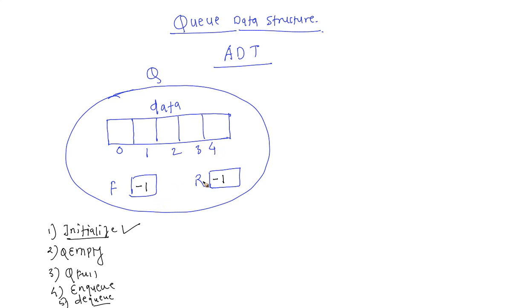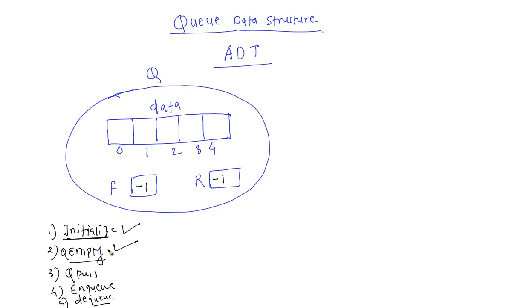So this F and R store those indices, but as there is no element inside the queue, there is no oldest element and no latest element. So that's why we'll set F equal to -1, R equal to -1, right? So this is the initialize operation. As soon as the queue is created, we set F and R to -1, indicating that the queue is just now created and it is empty. This is the initialize operation.